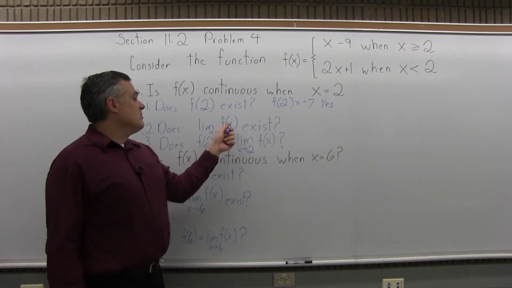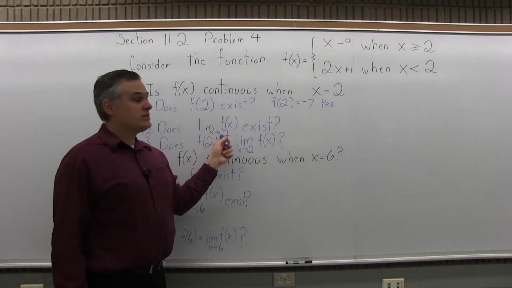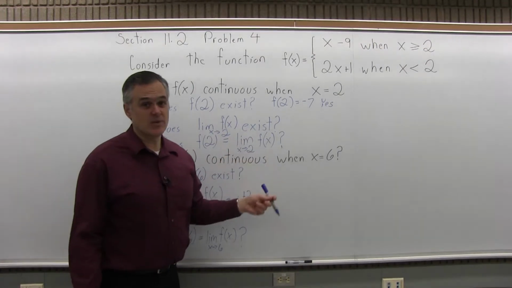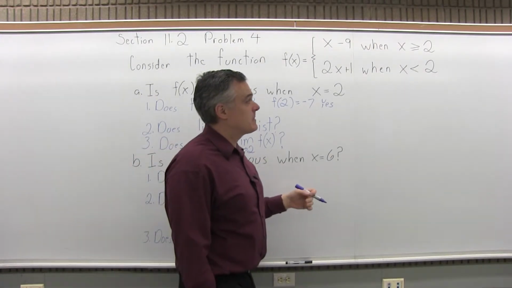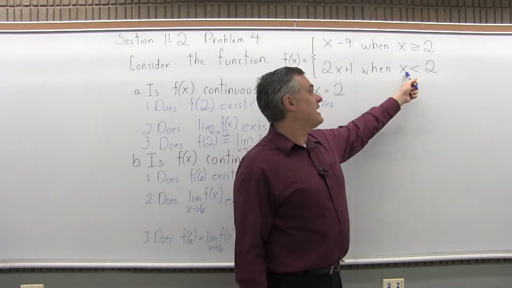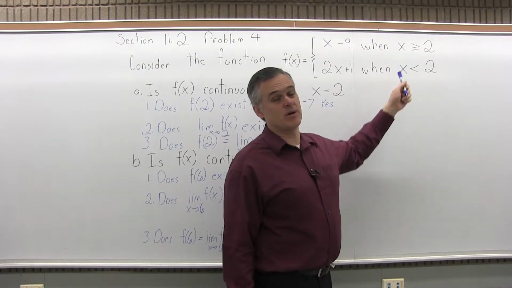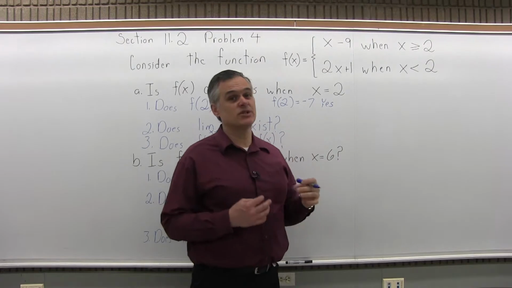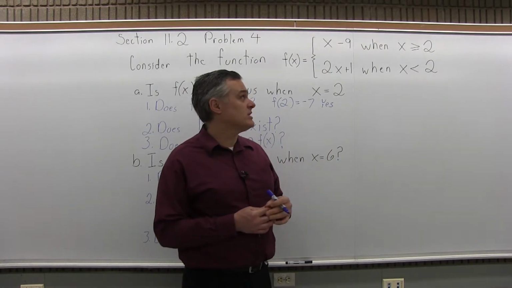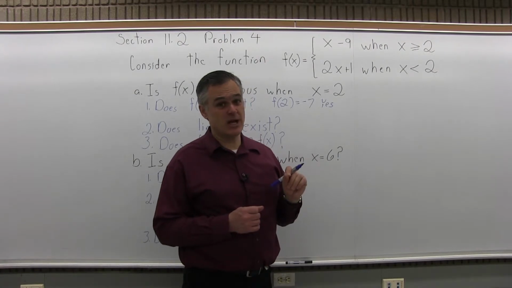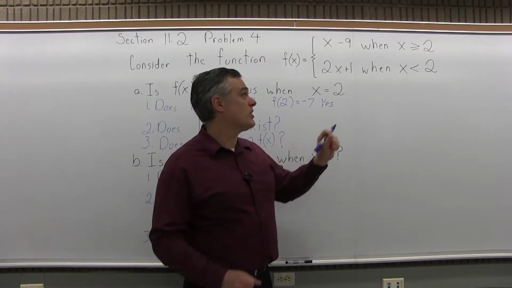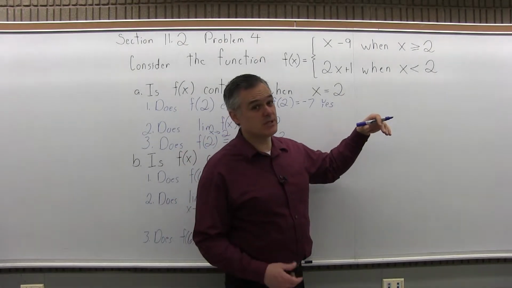Now, does the limit of f of x as the input approaches 2 exist? That's the second question you have to ask yourself. Now, at 2, to find the limit, I have to use both the top branch and the bottom branch. Again, for a limit, I'm not actually putting in a 2. What I want to see is what's happening as I put in values that are super close to 2, like 1.9, 1.99, 2.1, 2.01, 2.001.